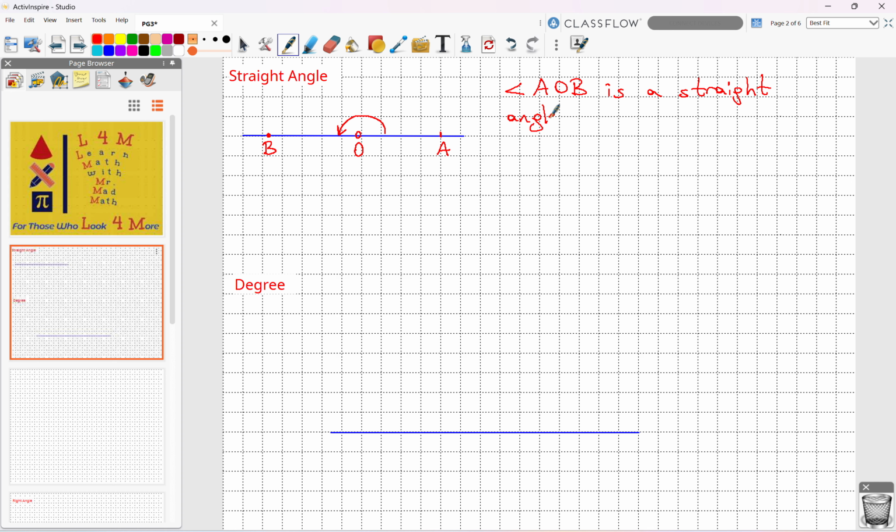So we can say that a straight angle is the angle whose sides are lying on the same line, or extensions of each other, right? OA and OB are like extensions of each other on the same line.